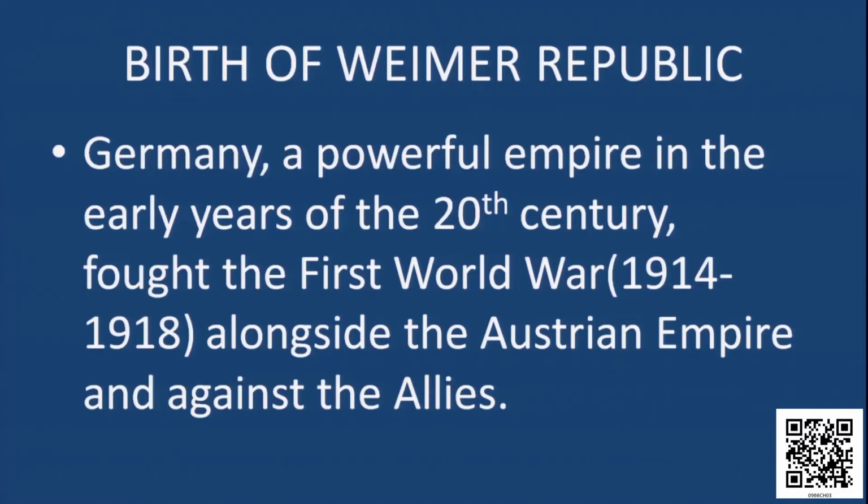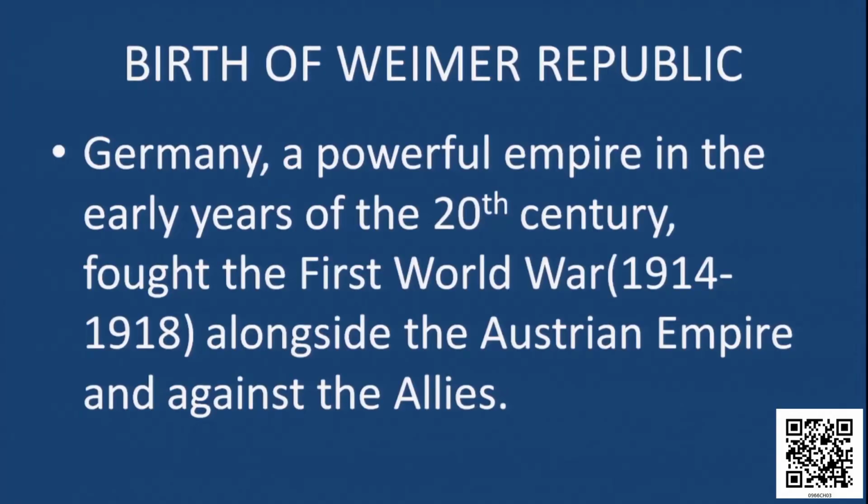The chapter will start from the birth of the Weimar Republic. Let us start. Already we have discussed the story, the facts which led to the rise of Nazism and the rise of Hitler. And here we will start with the birth of the Weimar Republic. Germany, a powerful empire in the early years of the 20th century, first fought the First World War along with the Austrian Empire and against the Allies.